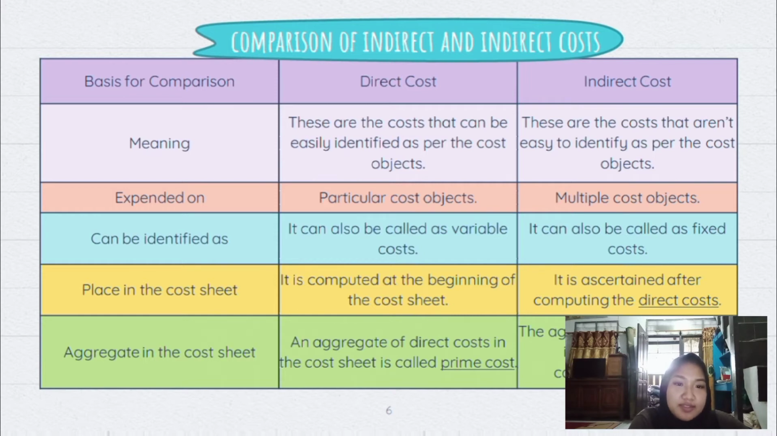Placement in the cost sheet: direct cost is computed at the beginning of the cost sheet, and indirect cost is ascertained after computing the direct cost. Aggregate in the cost sheet: the aggregate of direct cost in the cost sheet is called prime cost, and the aggregate of indirect cost in the cost sheet is called overhead cost.